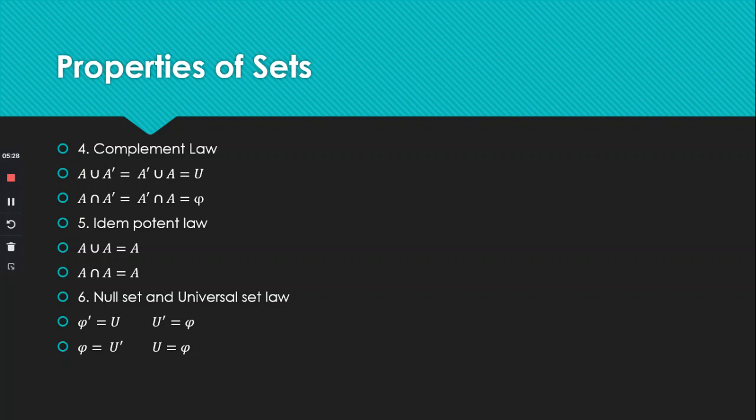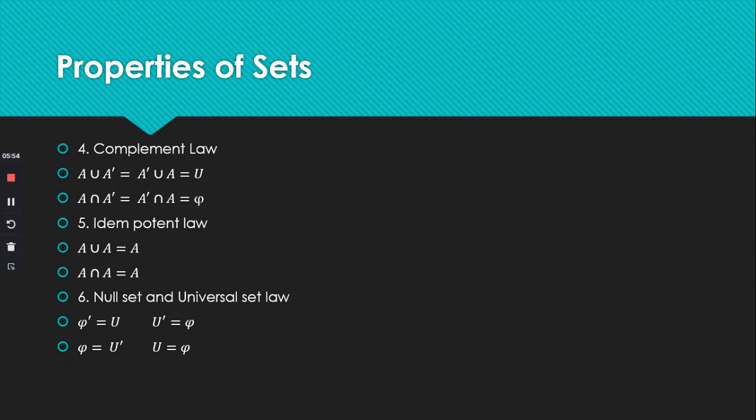The fifth property you would want to know is the idempotent law. It says that A union A is equal to A and A intersection A is equal to A. This is also fairly simple, because we can use Venn diagrams for this representation. Imagine one circle and we call that A. Then what is A union A?